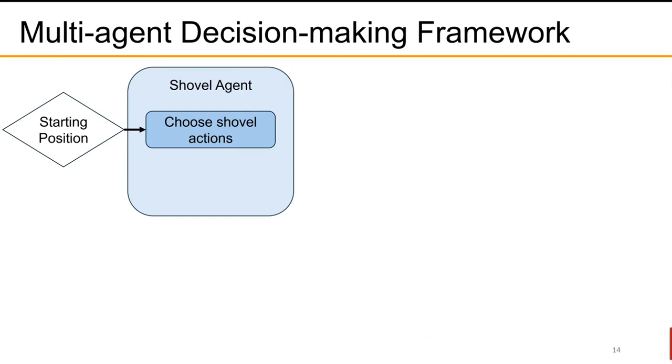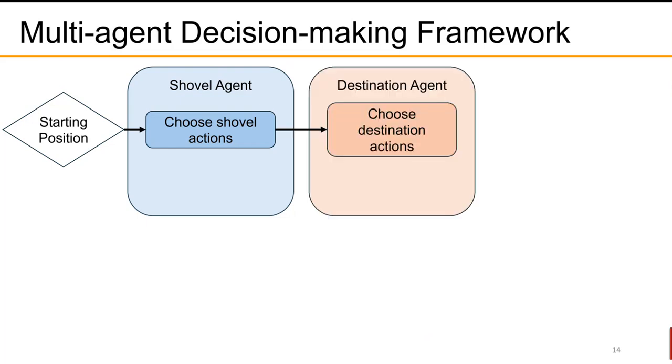Okay, so as I mentioned earlier, we have multiple decision types, and so we're going to use multiple reinforcement learning and optimization agents to make each of these decisions. So the first one, after we start from a blank short-term schedule, our first agent is going to choose the shovel actions. So where the shovels will be going and what blocks they're going to be mining.